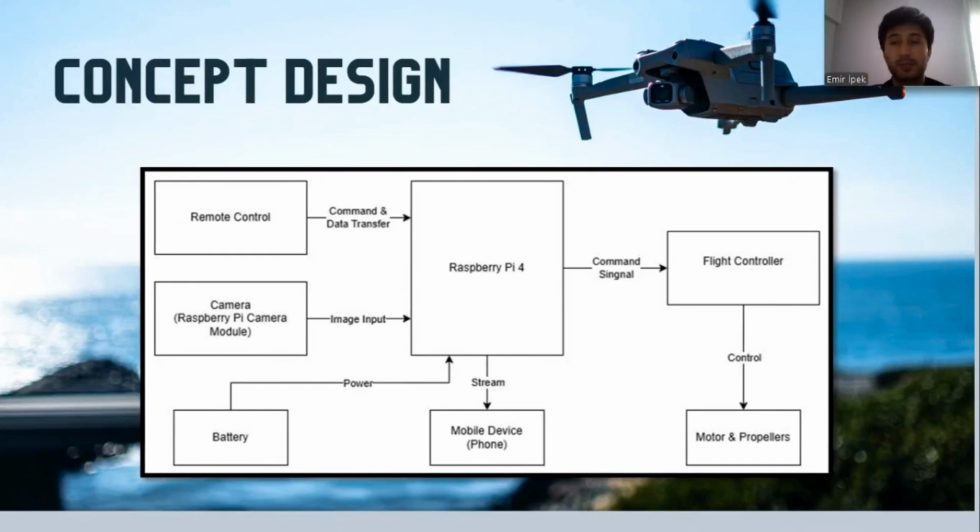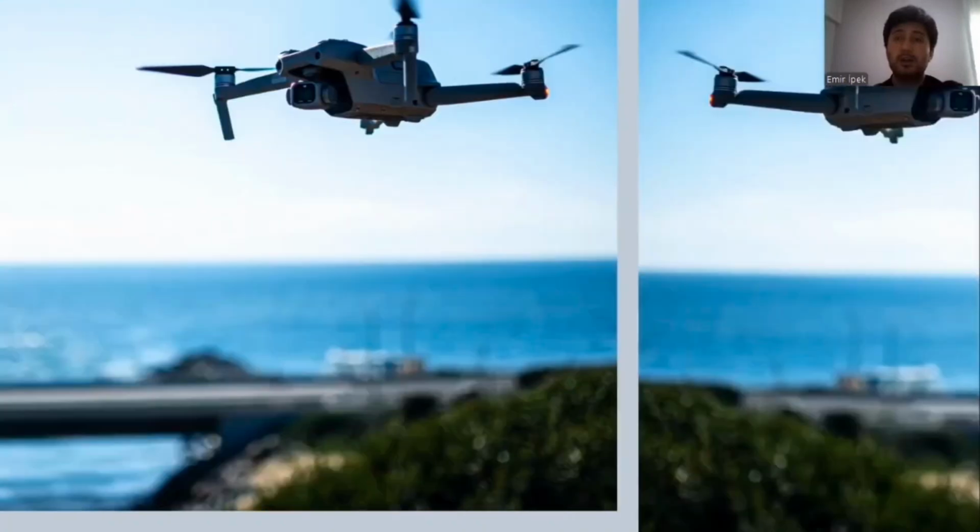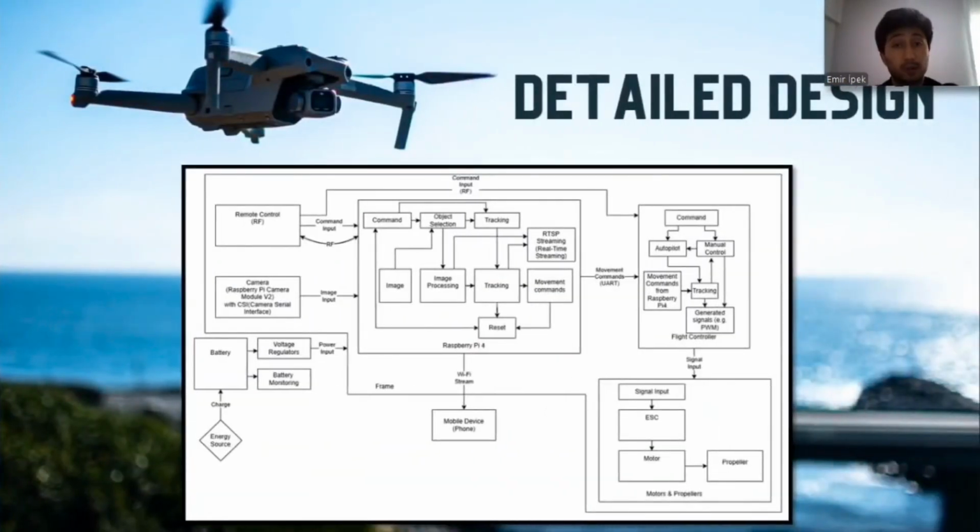Now you can see our basic design on this slide. Commands from the remote controller and images from the camera are sent to Raspberry Pi. And Raspberry Pi processes the data and sends commands to the flight controller, which then activates the motors to start tracking.